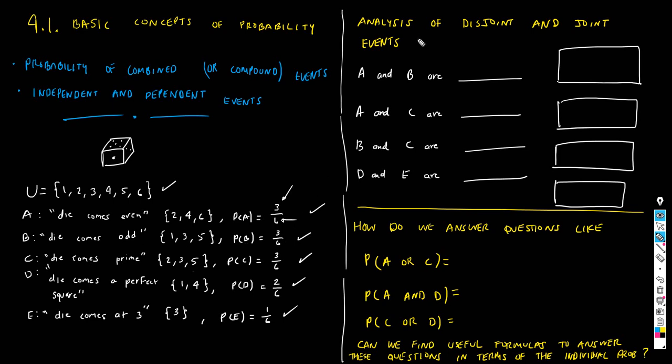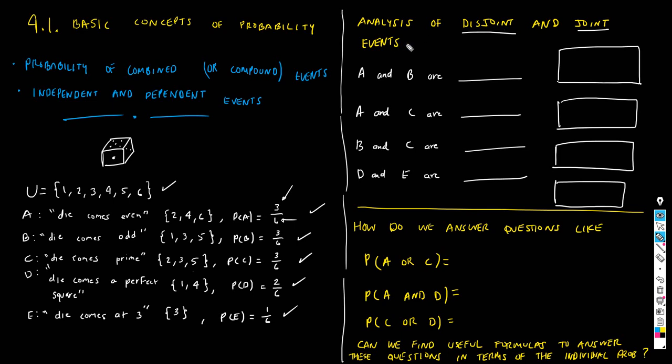Now, let's analyze this other idea, which by the way, I didn't include here: the analysis of disjoint and joint events. What do I mean by this? Disjoint and joint events. I'm giving you 5 events right here. And I want to write whether A and B are either disjoint or joint, of course, if I know what these words mean.